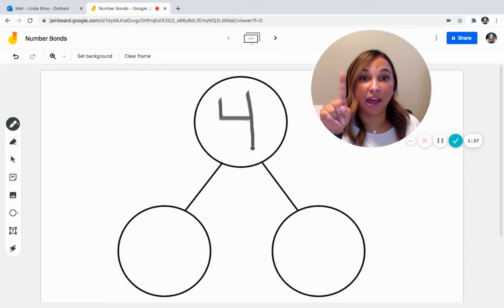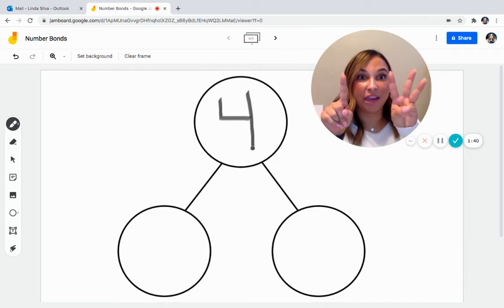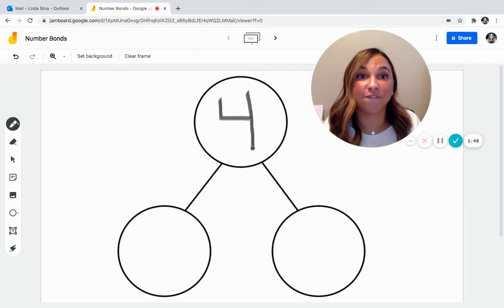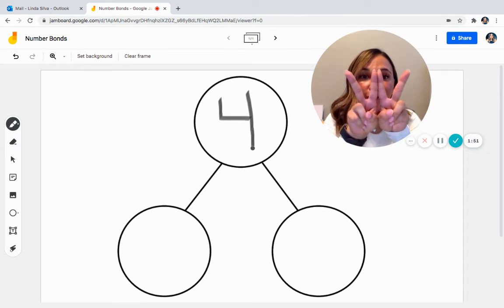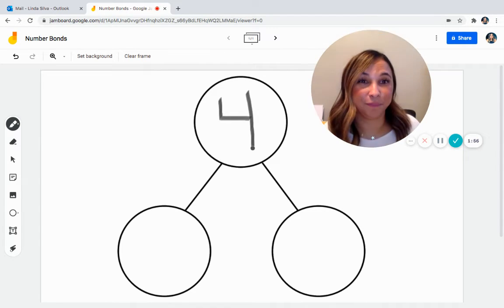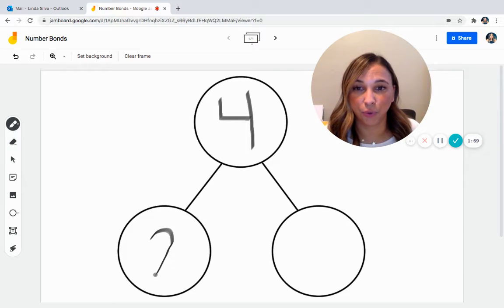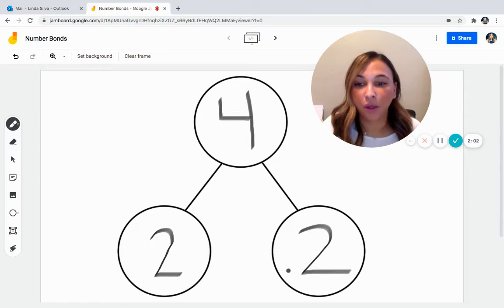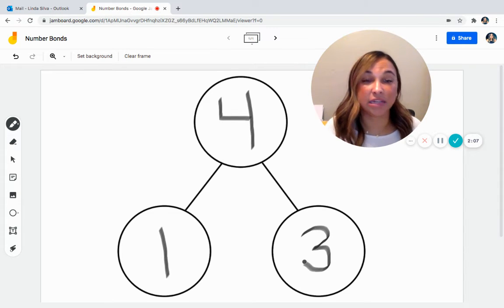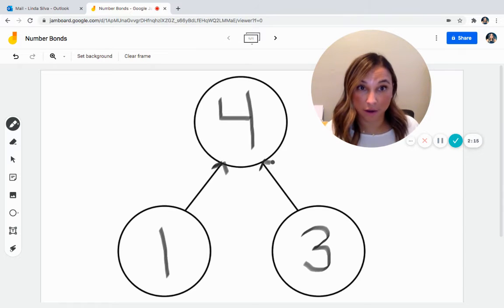You could put 1 on one hand and 3 on another. You could also do 2 and 2. Either way, it doesn't matter because they all make 4. 2 and 2 make 4 together. 1 and 3 make 4 together, okay? So you could do 2 and 2, or you could do 1 and 3. It doesn't matter as long as these 2 numbers combined add up to 4, okay?